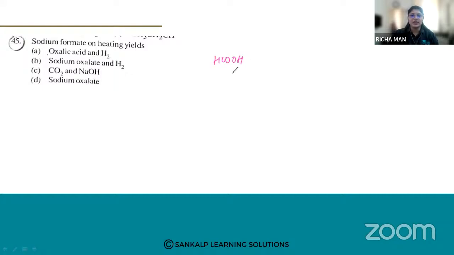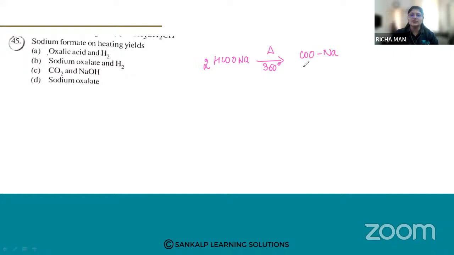HCOOH is formic acid. Now if it is sodium formate, it means one of the hydrogens is replaced by sodium, so it will be HCOONa. So when I heat it at 360 degrees Celsius, what will I get?